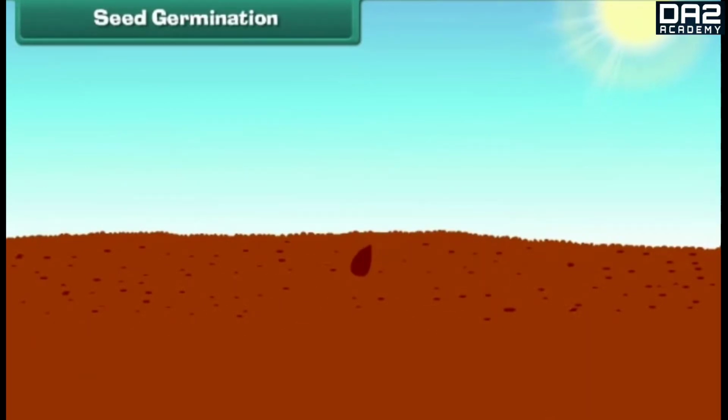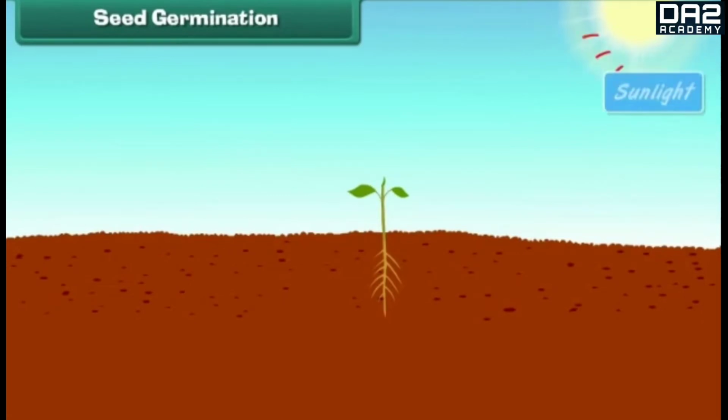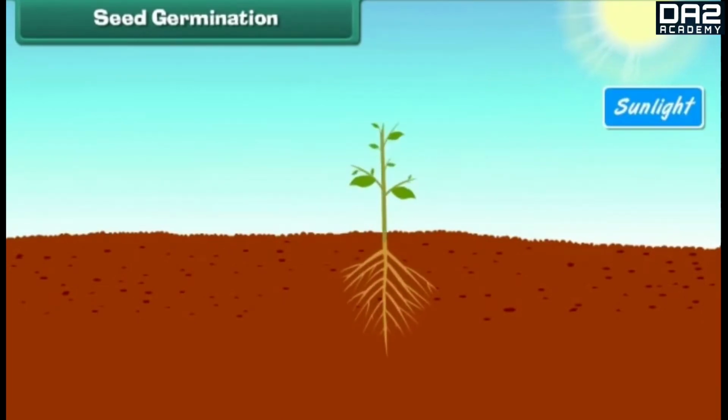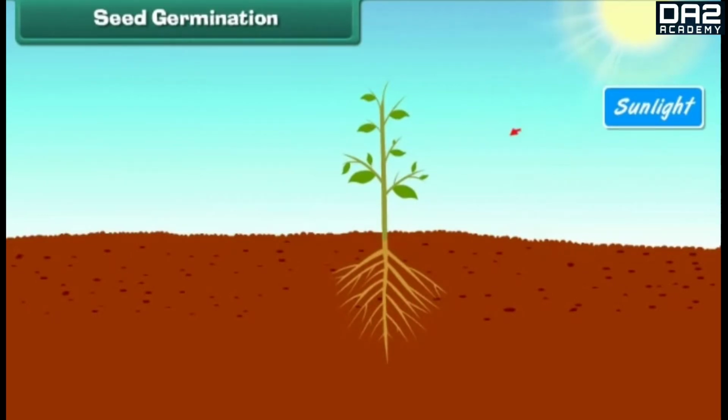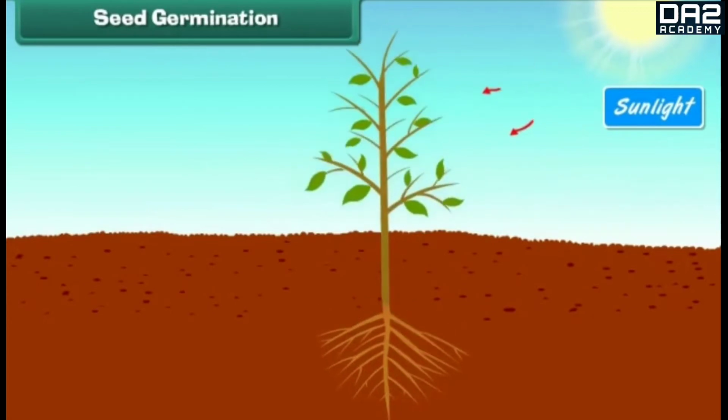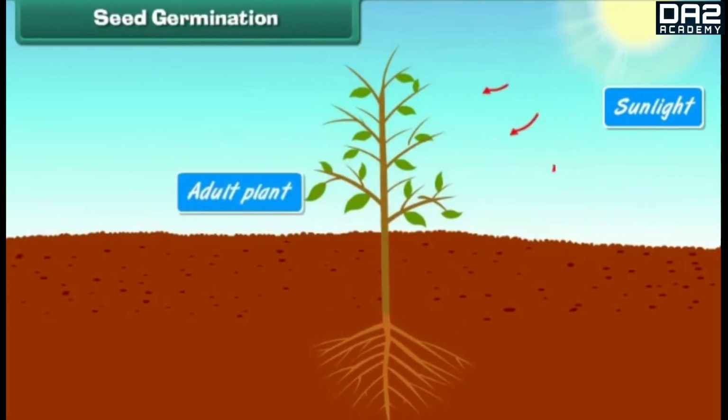The roots of the germinating plants appear first and grow towards the earth. After it, the shoot germinates upwards towards sunlight. And after that, leaves start growing up on the shoot. The young plant is called seedling, which grows into an adult plant.